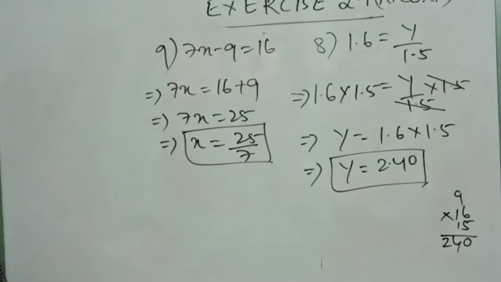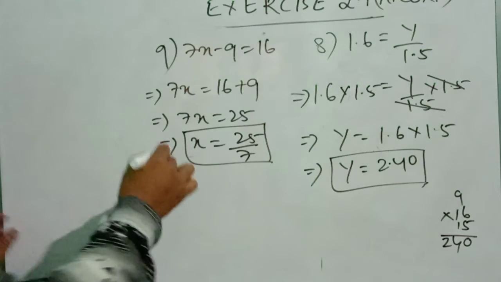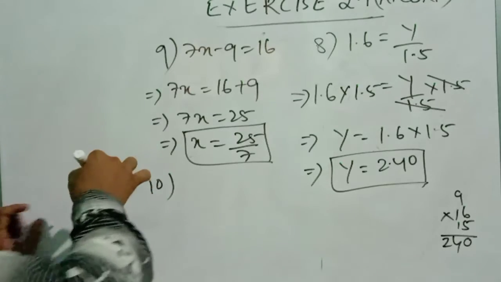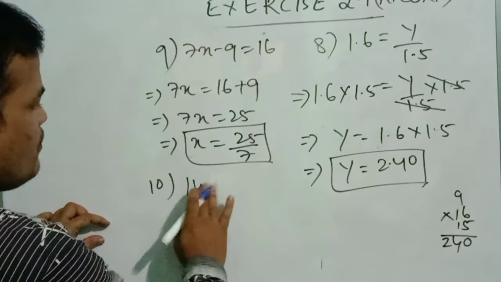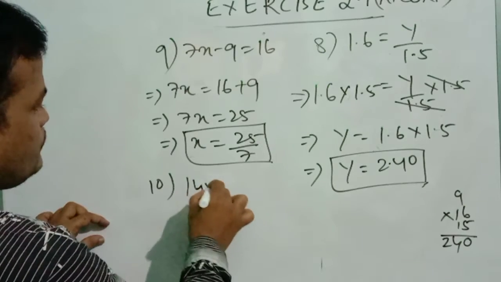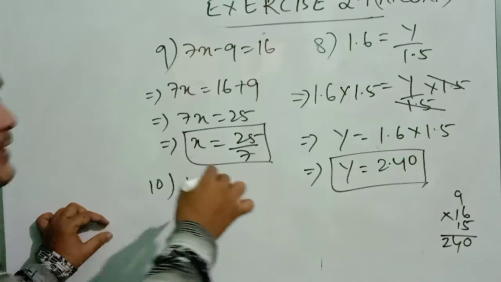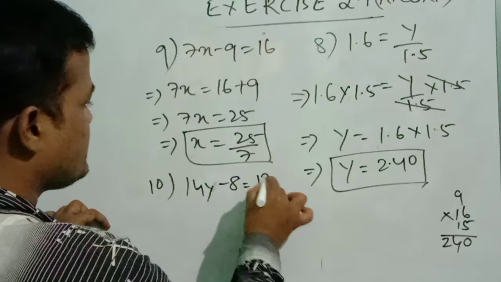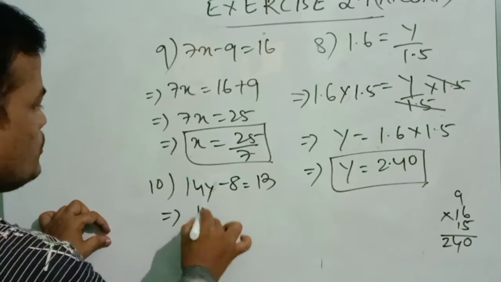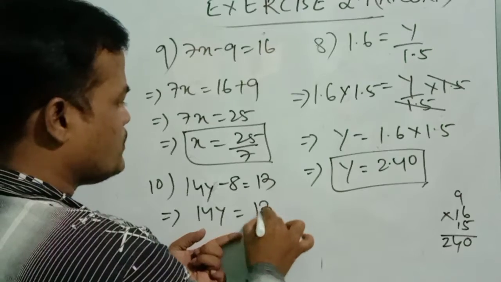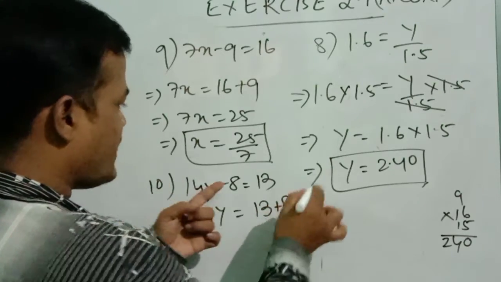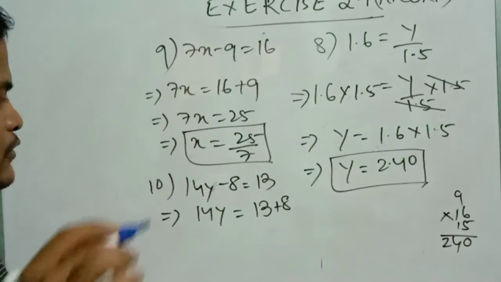Next one is number 10. 14y minus 8 equal to 13. Now what we are going to do? 14y will remain on the left side. On the right side it will be 13 plus 8. On the right side it will be plus 8.